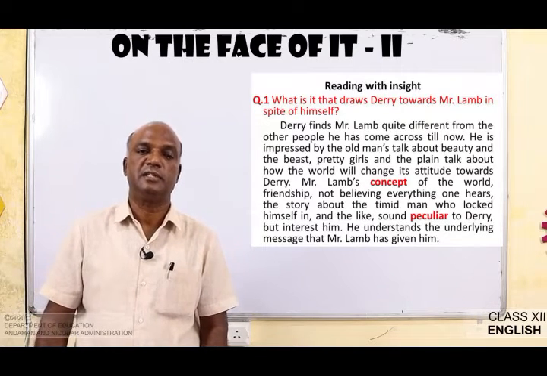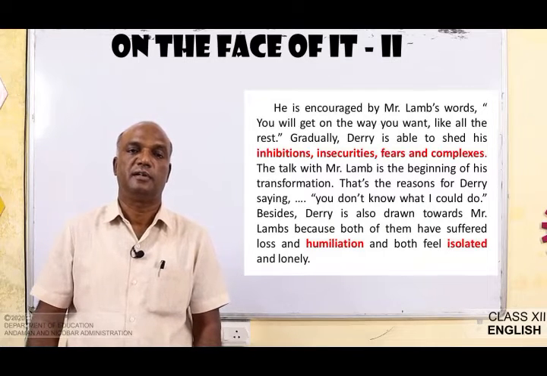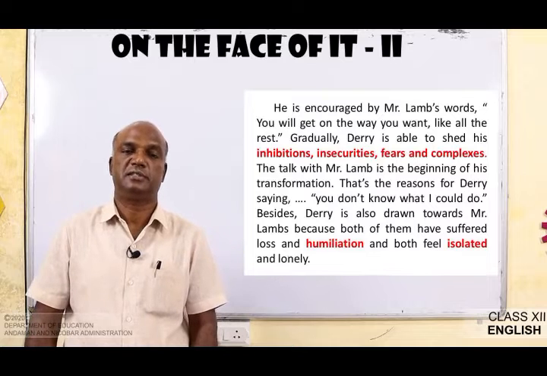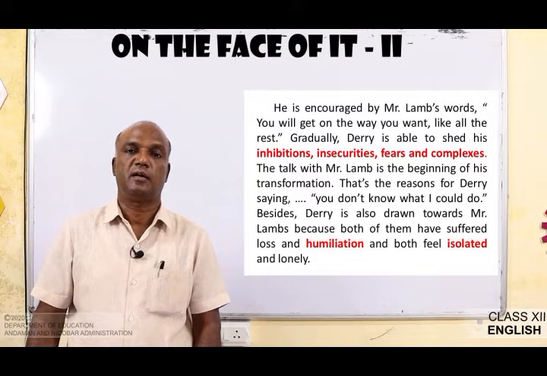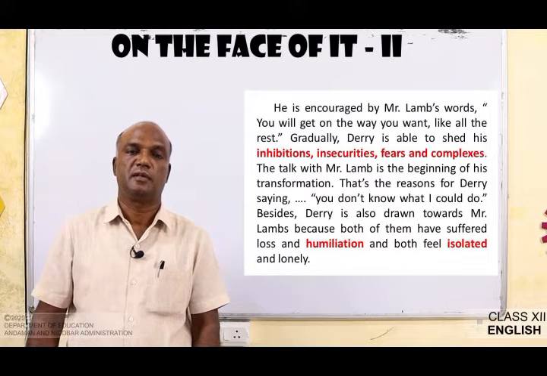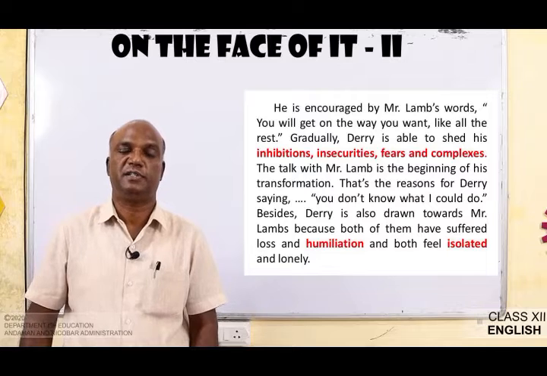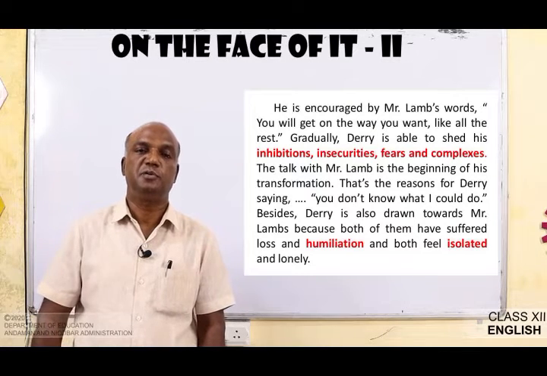He understands the underlying message that Mr. Lamb has given him. He is encouraged by Mr. Lamb's words: you will get on the way you want like all the rest. This is the advice that he gave to Derry. Gradually, Derry is able to shed his inhibitions, insecurities, fears, and complexes. These things he had, but because of Mr. Lamb's words, he was able to shed these feelings. The talk with Mr. Lamb is the beginning of his transformation. That's the reason for Derry saying, "You don't know what I could do."